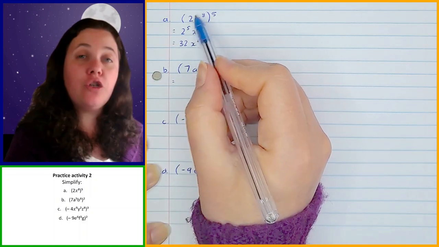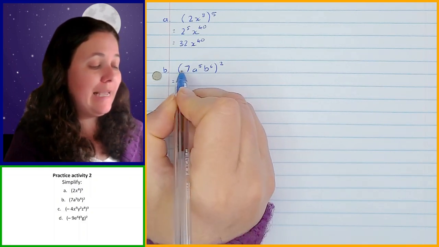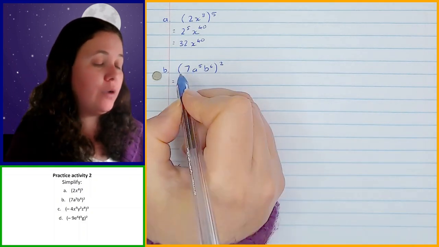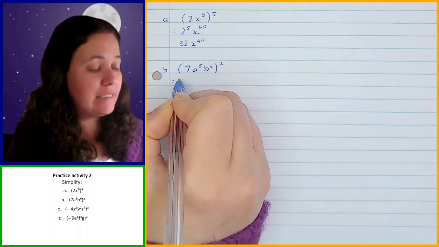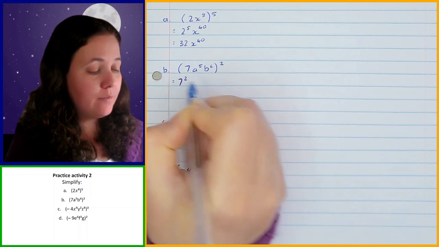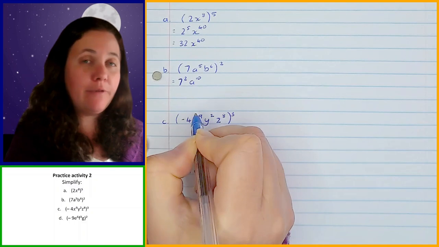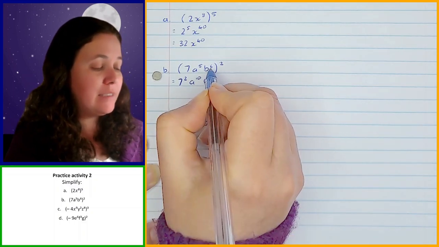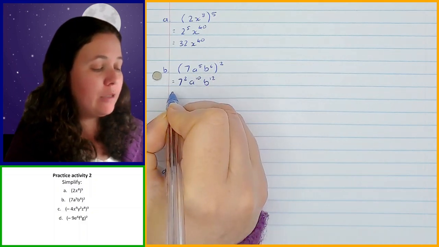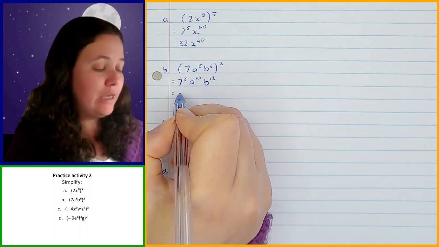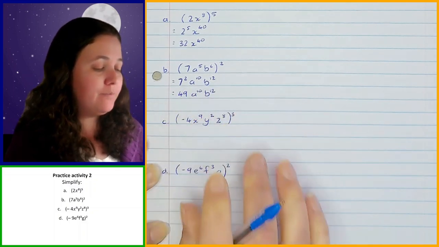Remember, it's not 2 times 5, it's 2 to the power of 5. Question B, we've got, again, no negative, so I can go straight on to the raising of the power to a power. So I've got 7 to the power of 1 squared is 7 squared. And then a to the power of 5 squared is a to the power of 10. And then b to the power of 6 squared is b to the power of 12. I multiply those, and then I'm going to simplify my 7 squared, and that gives me 49. So it's 49, a to the power of 10, b to the power of 12.